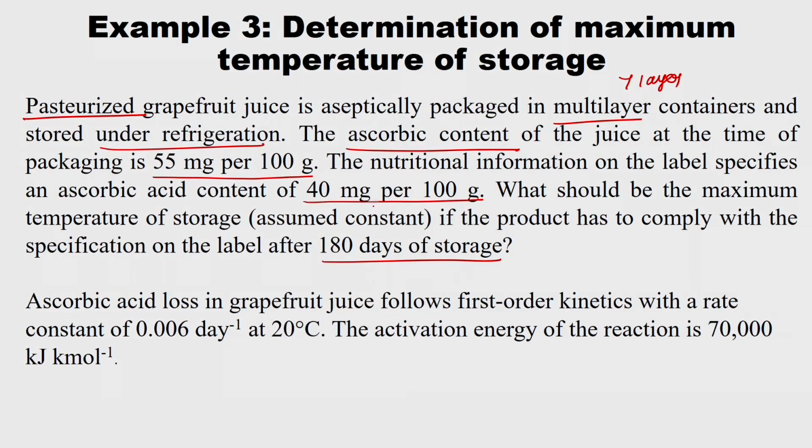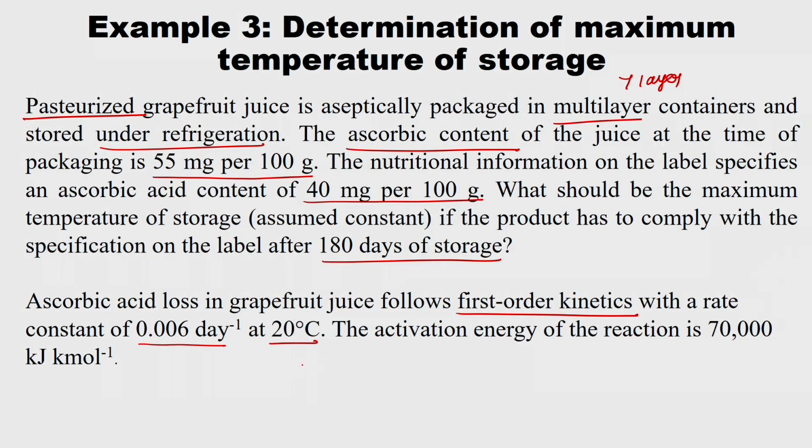40 milligrams of ascorbic acid per 100 grams, right. So, then what is the rate constant? At what rate it got reduced from 55 to 40 at 180 days. Also, ascorbic acid loss in grapefruit juice follows first order kinetics. So, we are comfortable with a rate constant of 0.006 day power minus 1 at 20 degree.